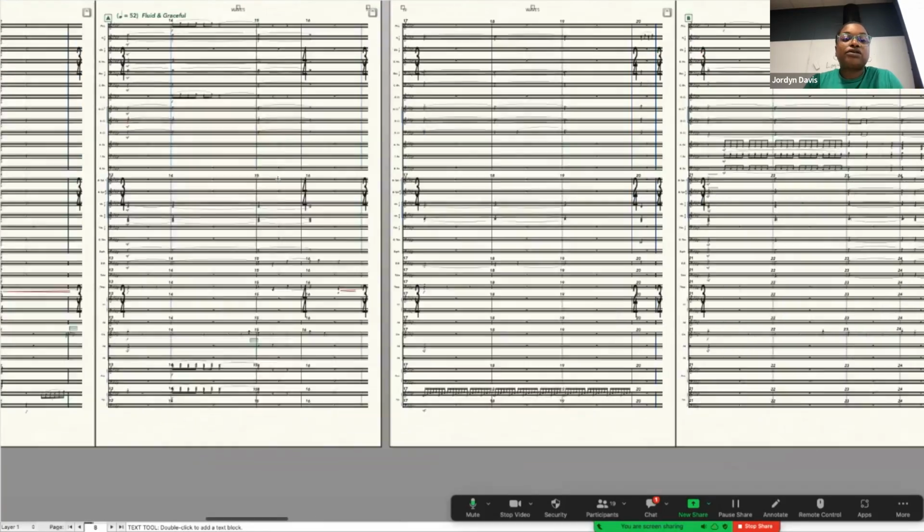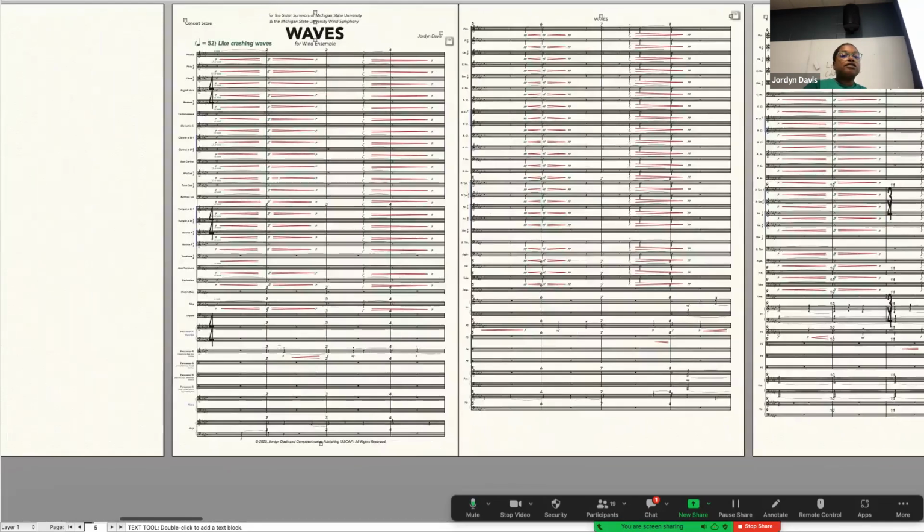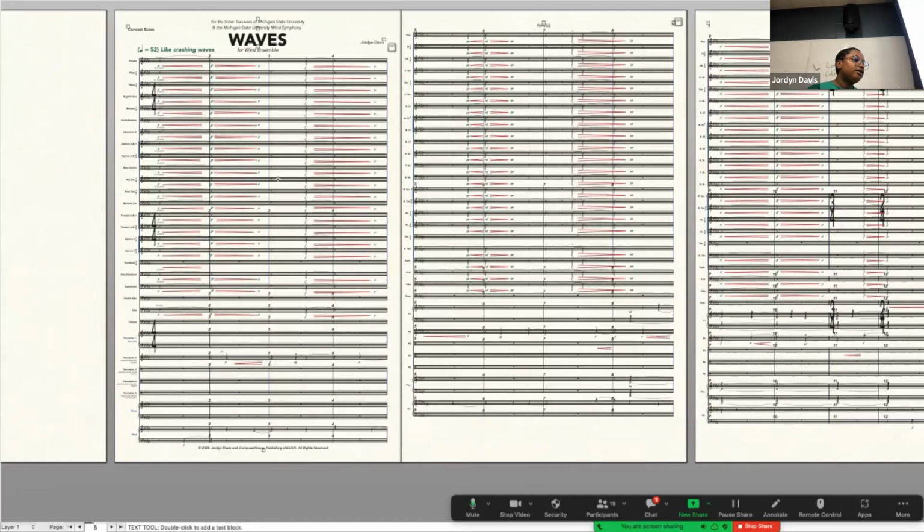So we're not going to listen to this whole piece by any means, because this is very much a work in progress. This is a piece that I started writing in April of 2020. And this was a commission for the Sister Survivors of Michigan State University. If you know anything about the physician who was abusing a lot of gymnasts and just young girls in general, hundreds of young women who trusted this physician to take care of them, and he was affiliated with Michigan State. So there's a collective of survivors. They decided to call themselves the Sister Survivors.